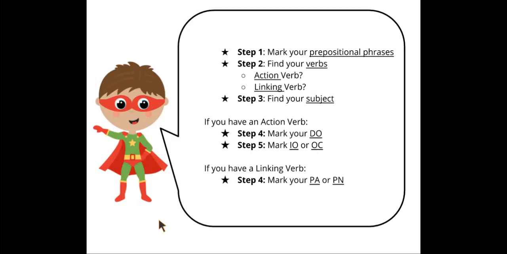They show usually physical action, but sometimes they can show mental action. Like thinking, that's an action verb. Discovering, that's an action verb. Then we're going to find the subject. Always mark your subject. Then if you have an action verb, that's when you find a DO. The next thing you do is find an IO or an OC. You're not going to have both. Okay, so that's it for now.